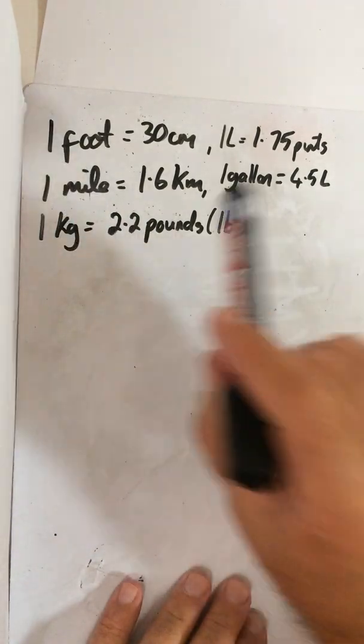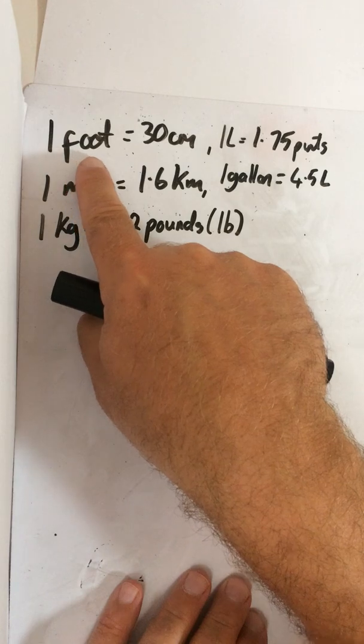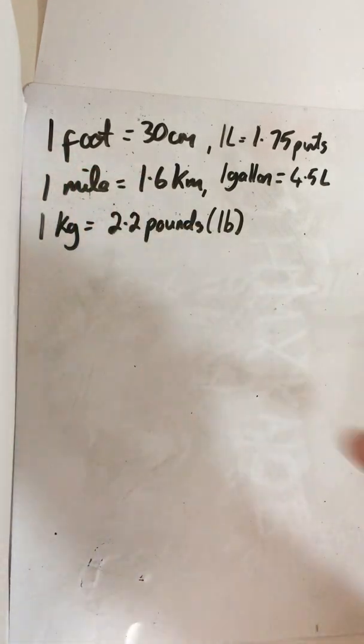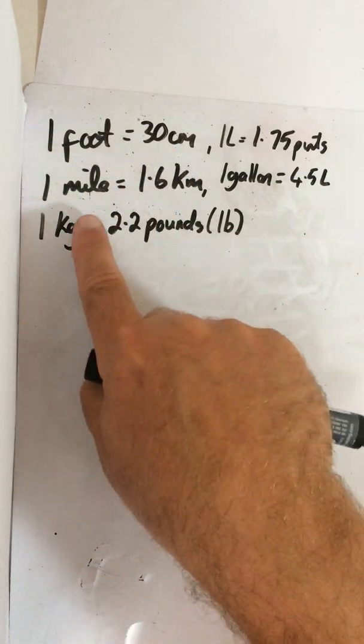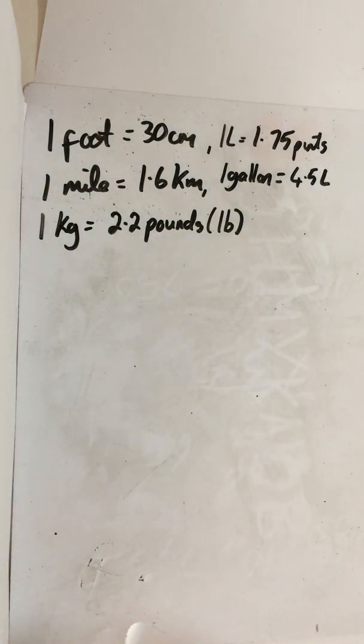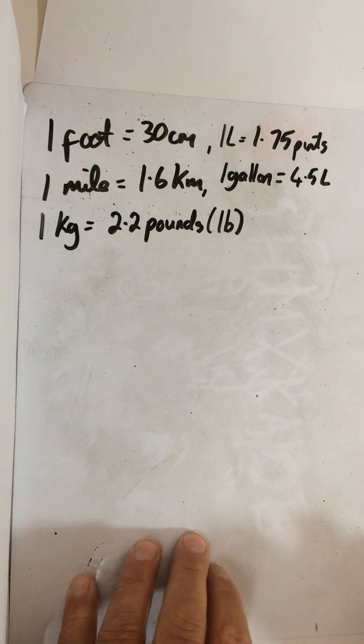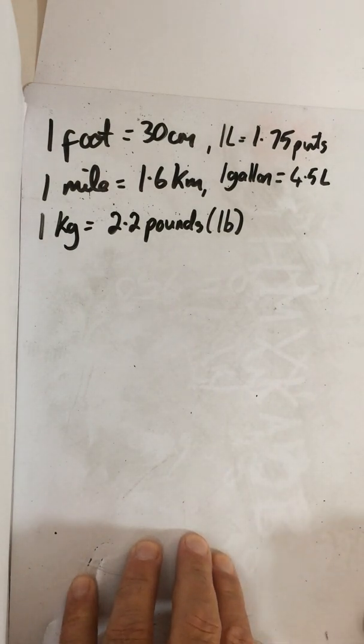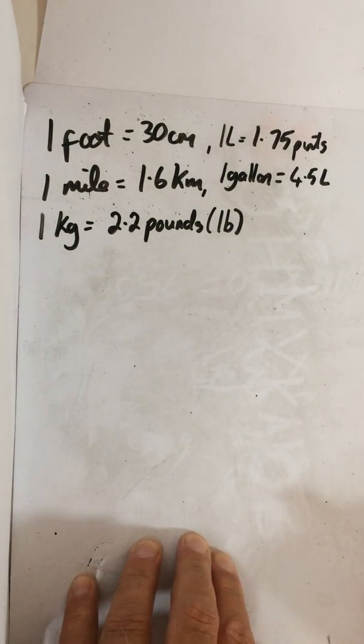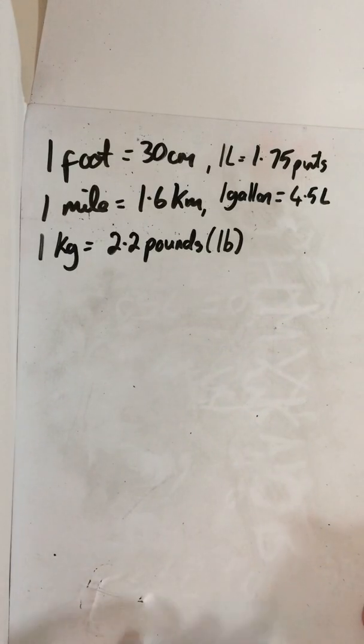Can you please write down the imperial metric equivalents, please? So write these down. 1 foot is 30 centimeters, etc. 1 mile, 1.6 kilometers, and so on. Pause the video while you do that. You really need to get these down, and then we'll go through how you convert. Pause the video, then press play when you're done.